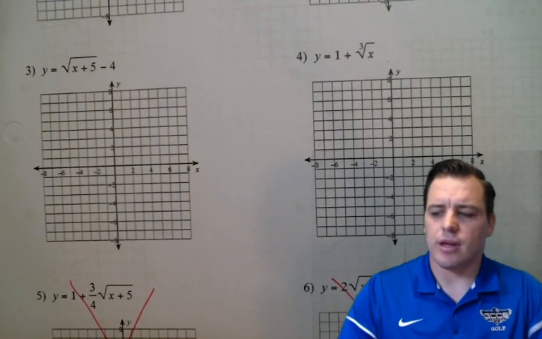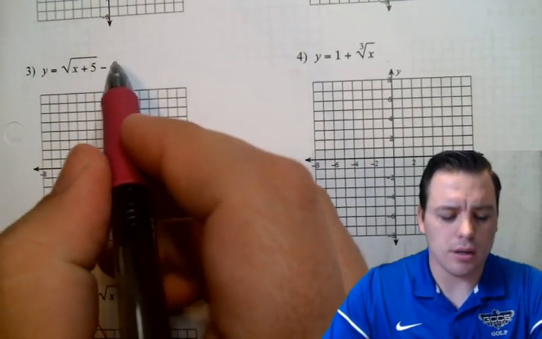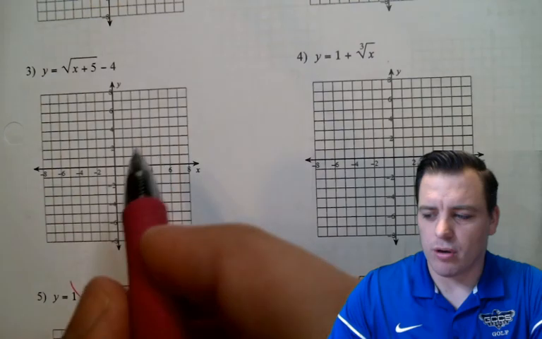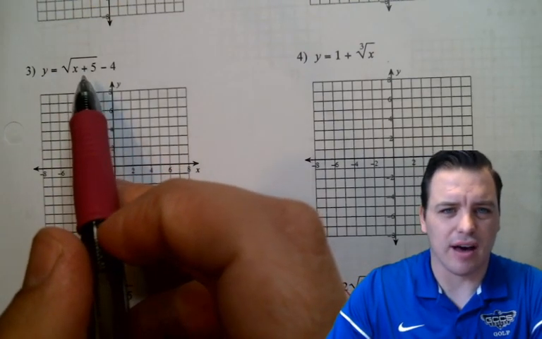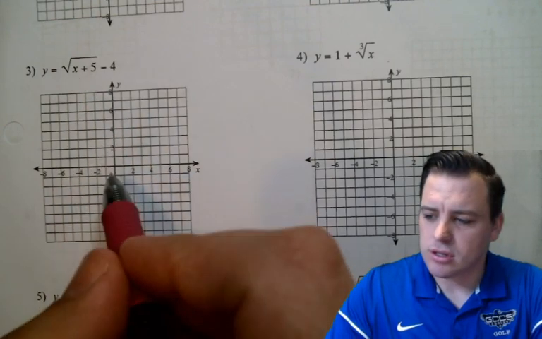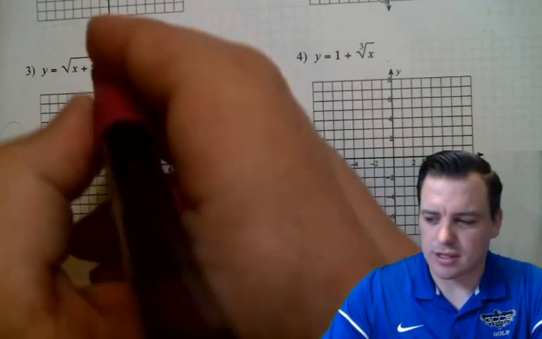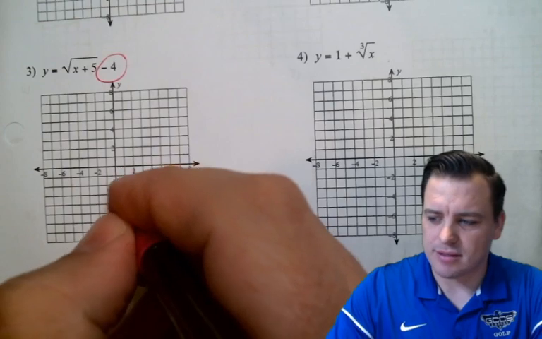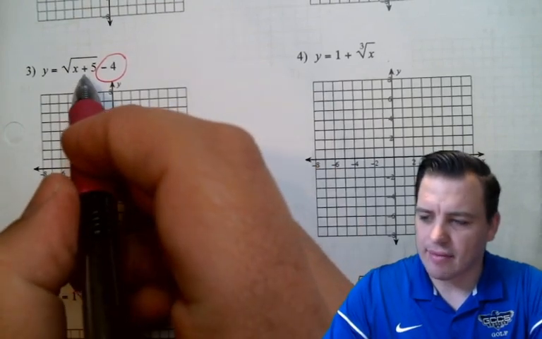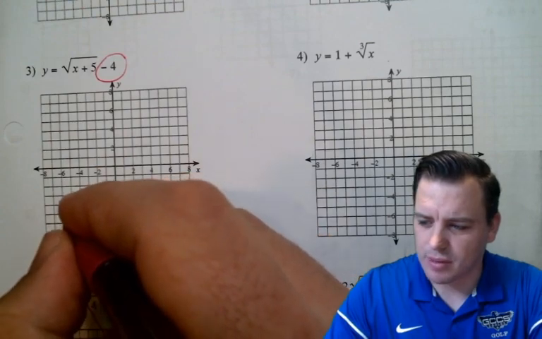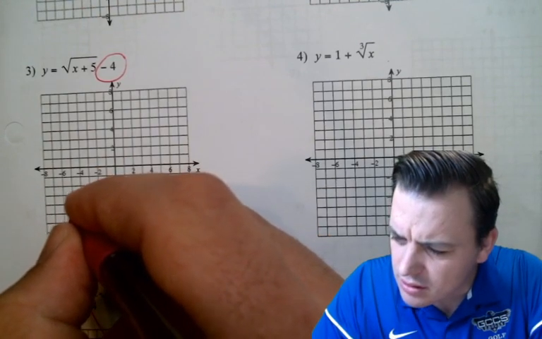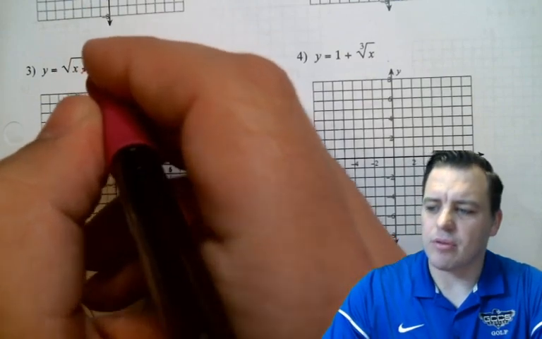So number 3, the minus 4 goes down 4 from the origin, and the plus 5 goes left 5. Okay, so down 4 is the vertical translation. We're getting that down 4 from that. So down 4 and left 5. You always go the opposite of what's on the inside. So down 4, left 5 would be right here. It's taking care of both of those.